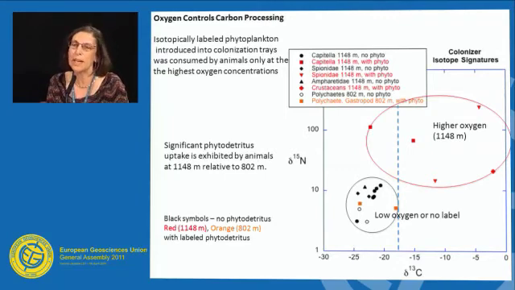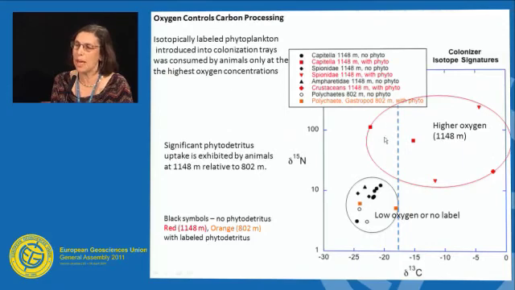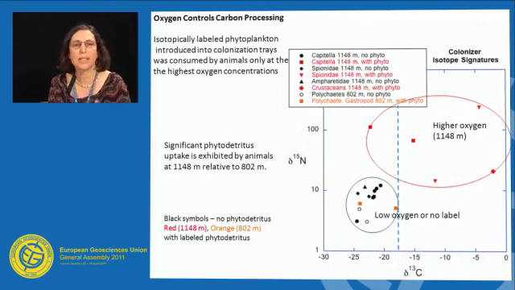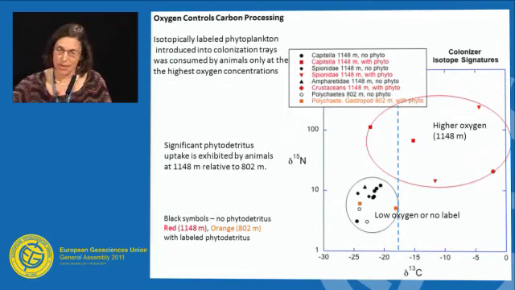What we found is that only at the highest oxygen levels did we see a strong isotopic signal from our labeled phytoplankton. In other words, processing of carbon by the animals occurred mainly at this 1,142-meter site. The few animals we had from the 800-meter colonization trays had signatures equivalent to the unlabeled trays. In other words, they look like the background or the unlabeled. So what this tells us is that the crustaceans and worms that came into the trays at higher oxygen did more of the carbon processing, and not much happened at 800. And of course, we had no animals at 500 meters.